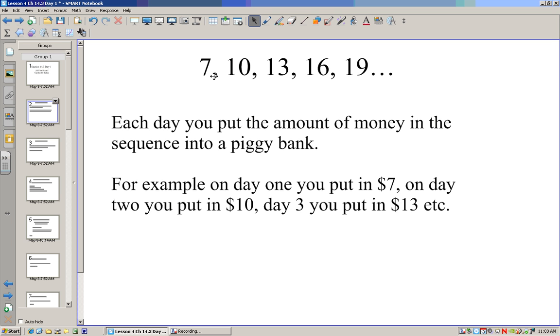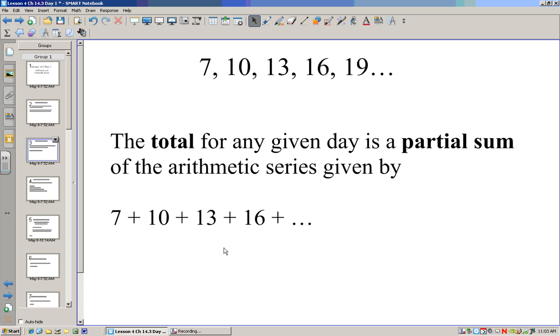So now the problem yesterday was, on day 1 you have $7, second day you have $10. Now we're inserting this amount into the bank each day. So the total for any given day is what we call a partial sum. A partial sum of an arithmetic series, because we're adding the same amount each time, is given by 7 plus 10 plus 13 plus 16, and so on and so on.